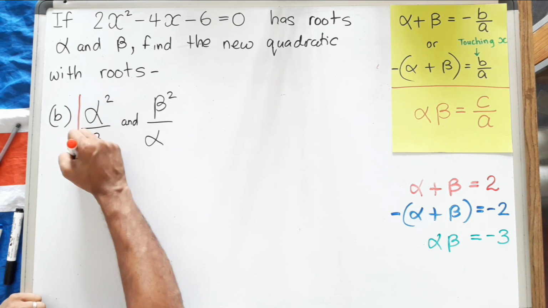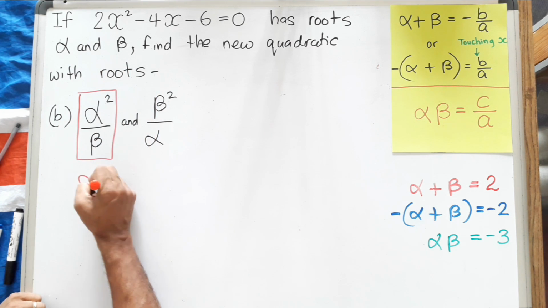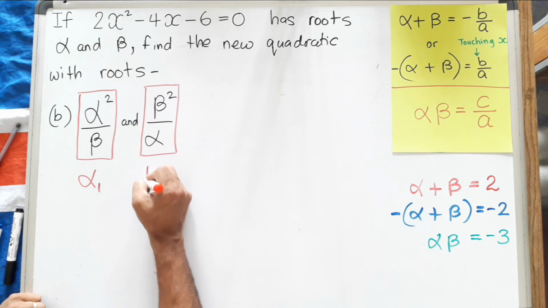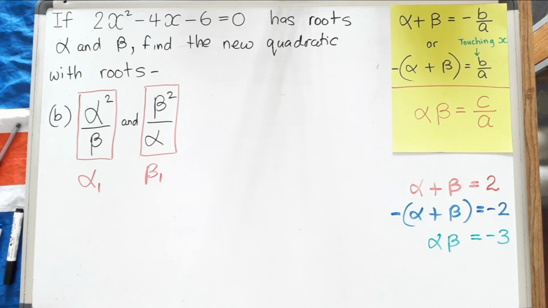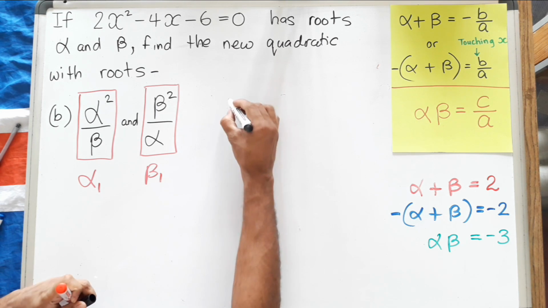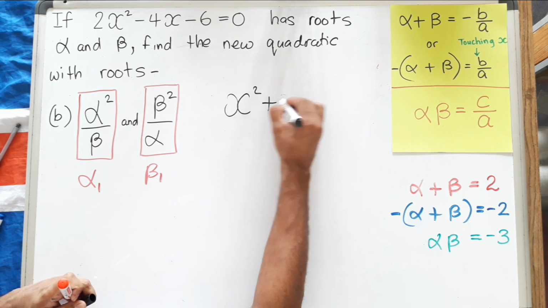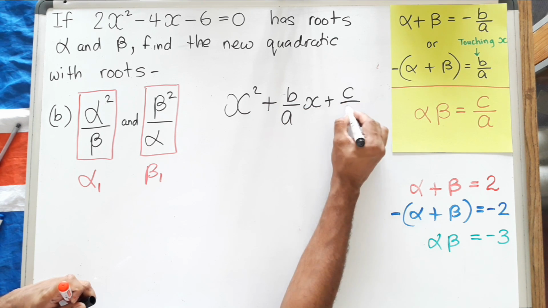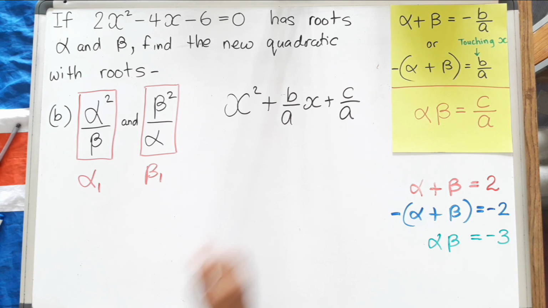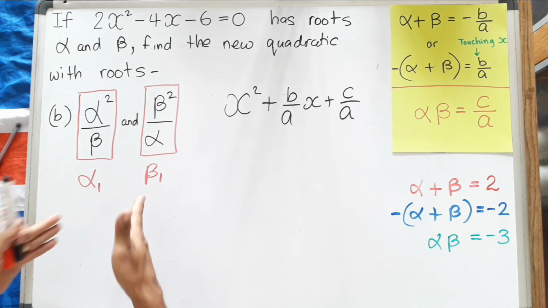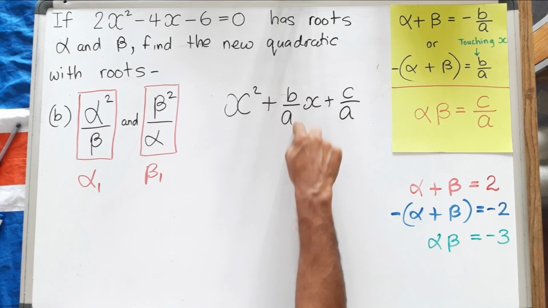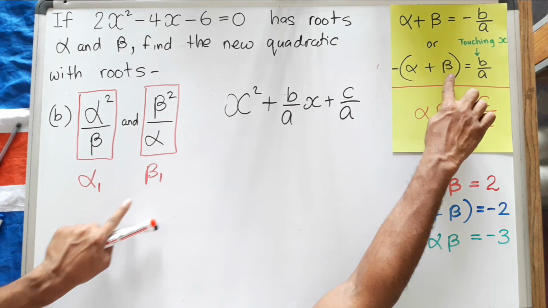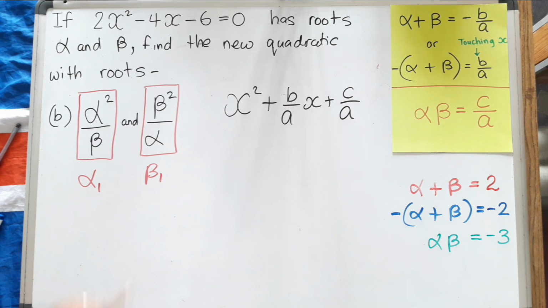So that means this is the new alpha. I'm going to call it alpha 1. And this here is the new beta, beta 1. And of course, this is the new quadratic we are trying to find: x squared plus b on a x plus c on a. Our job is to find b on a and c on a using these new roots. To find b on a, we are going to take the new alpha root, add it to the new beta root, and whatever we get, make it the opposite.